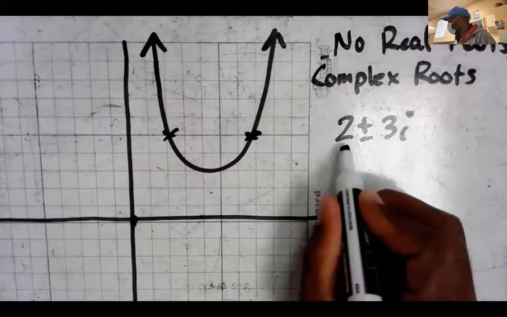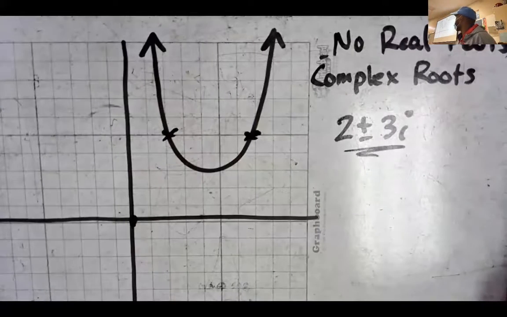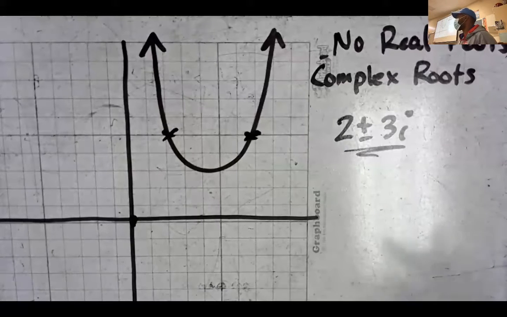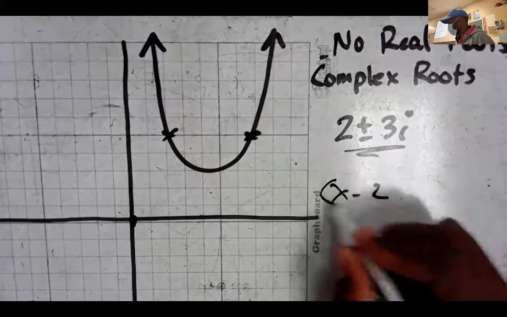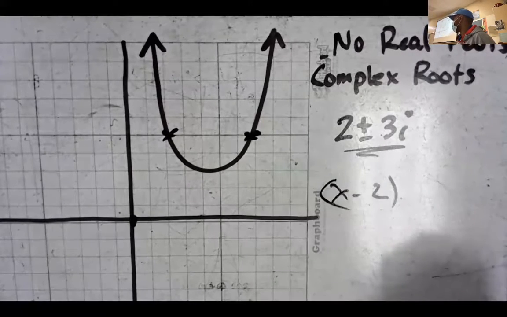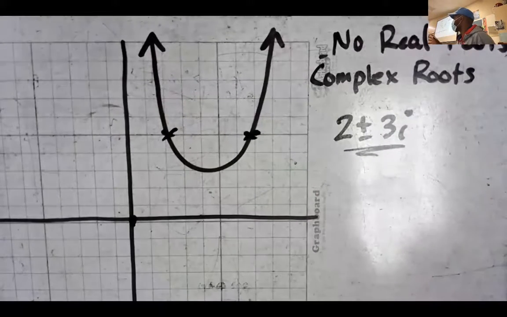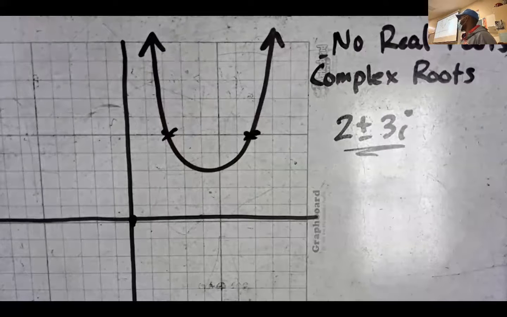Okay, so 2 plus 3i. If that's the case, then how do I find the equation? Because I can't just go x minus 2, right? I have to account for that imaginary part too. So it's very similar, okay? It's just going to require you to deal with imaginary numbers, okay?